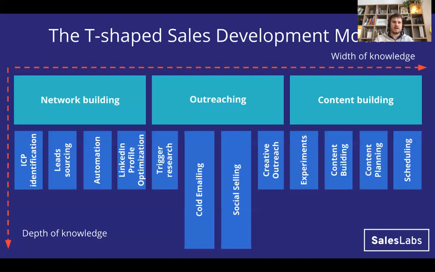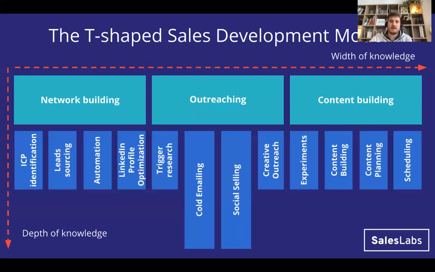And while you're doing that, it actually implies knowing who your ICP is, finding leads, doing some automation and optimizing your LinkedIn profile. You need to start serving content to these prospects, so to this network. So you need to experiment around content, plan your content, schedule it, do some visuals, but the idea is really to start and build what I call problem-centric content. So it's content that is centered around the problem or problems your prospects are trying to solve.